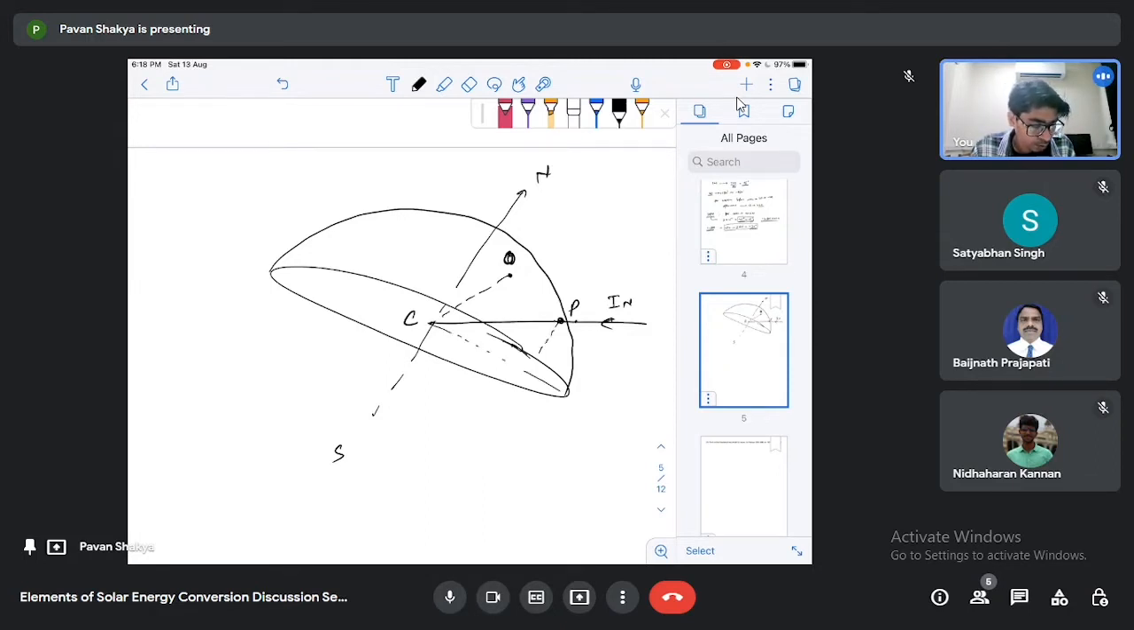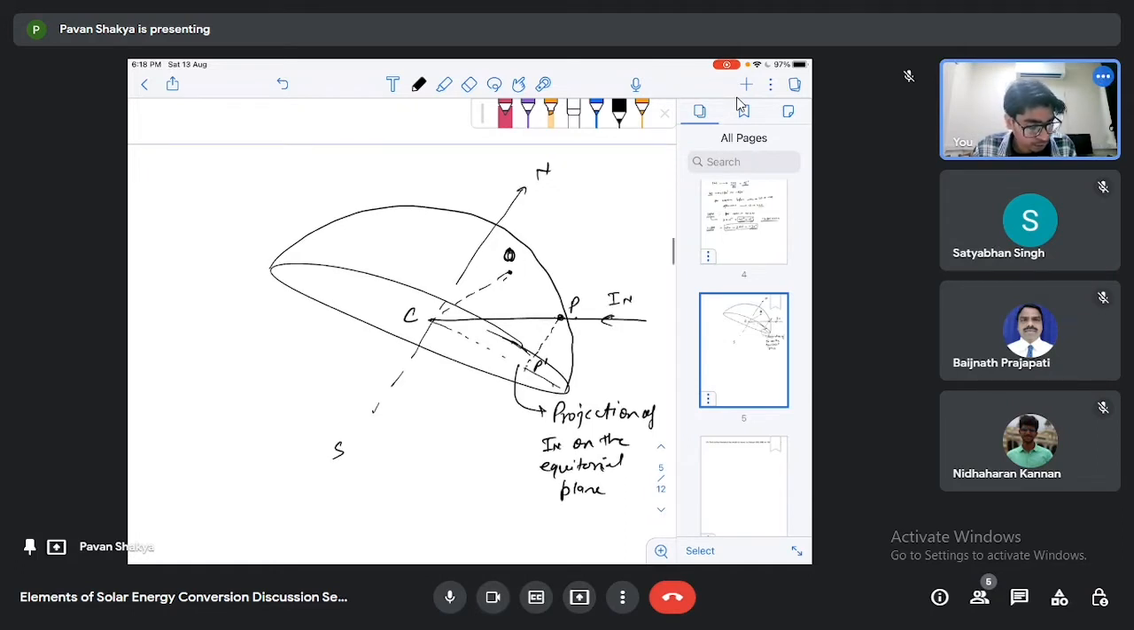So this is the projection on the equatorial plane. Let's call it P dash. So this is the projection of IN on the equatorial plane.